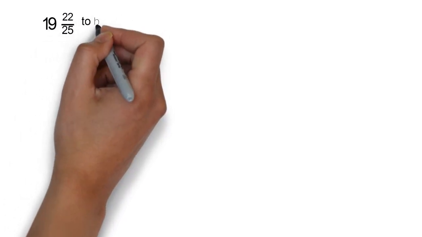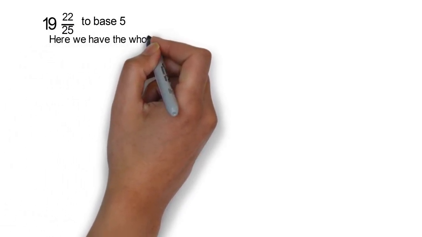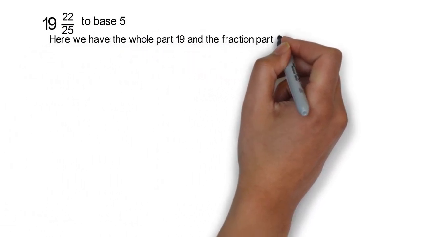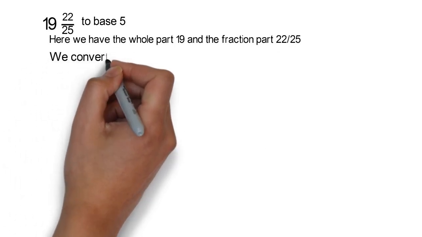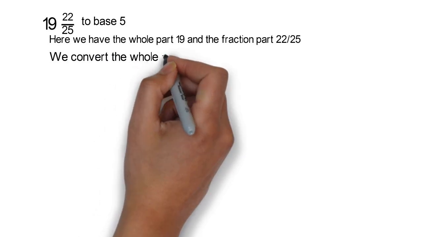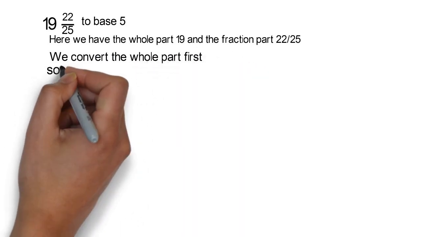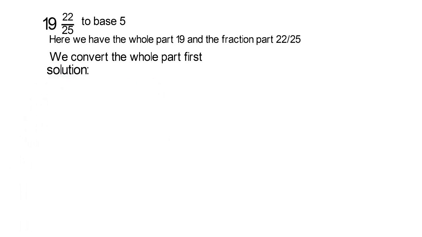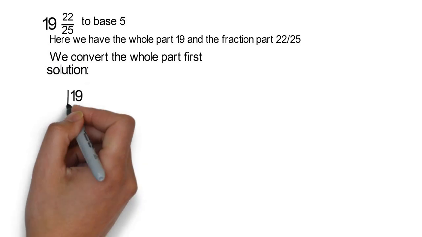We are going to be converting 19 and 22 over 25 to base 5. So what do we do? Here we have the whole part 19 and the fraction part 22 over 25. So we convert the whole part first, which is 19. So how do we convert 19 to base 5? You know our normal long division. Because this is the whole part now, it is not a fraction part. So we have to do it the normal way we convert from base 10.